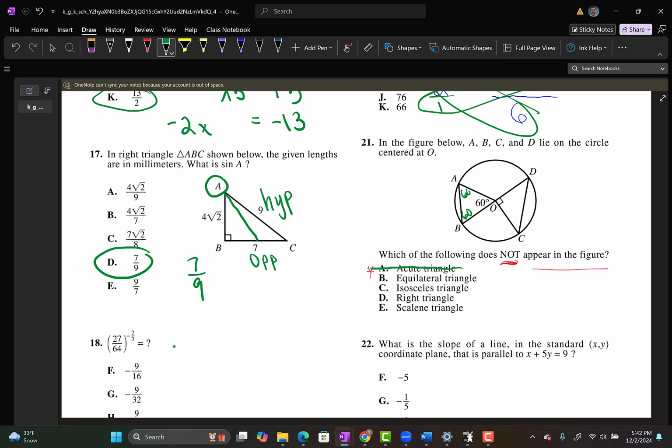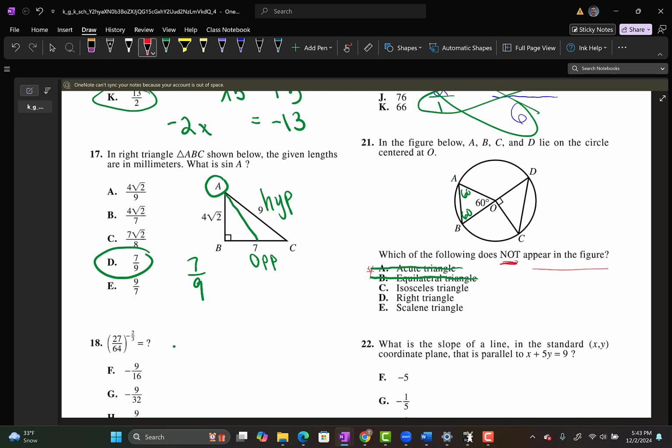So we're going to mark that one off because that does appear in the figure. Equilateral triangle does appear in the figure because this triangle here is equilateral. If all the angles are congruent, that means all the sides are congruent, and that's what an equilateral triangle is.